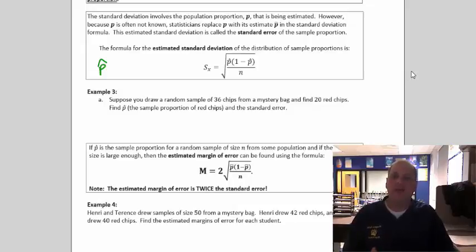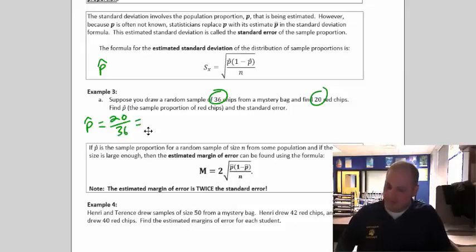Suppose you draw a random sample of 36 chips from a mystery bag and find 20 red chips. Find p hat. Well, since it's a sample, we call it p hat. Again, to find a proportion, we take how many there were out of how big the sample was. We got 20 red chips, and the sample was 36. So 20 out of 36 would be our p hat. In this case, it's 0.56. Our p hat is 0.56.